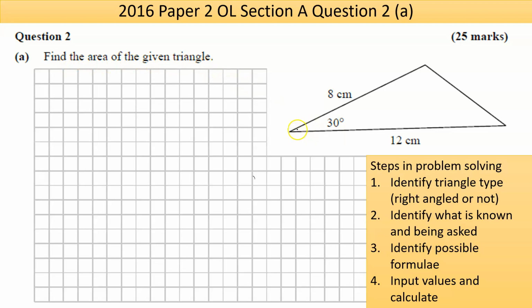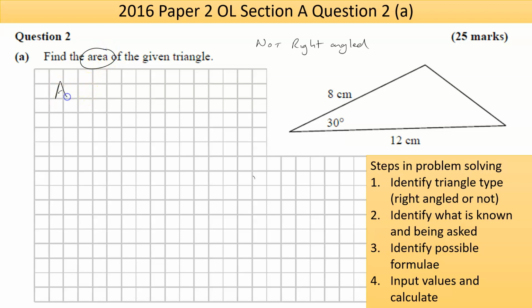Now if you look at the triangle first, and this would be literally my first step, is this right angled or not? Hopefully it's fairly obvious that it's not right angled, and that kind of decides for you what formula you're going to use. The second thing is, what specifically does it ask you to find? And that's the area.